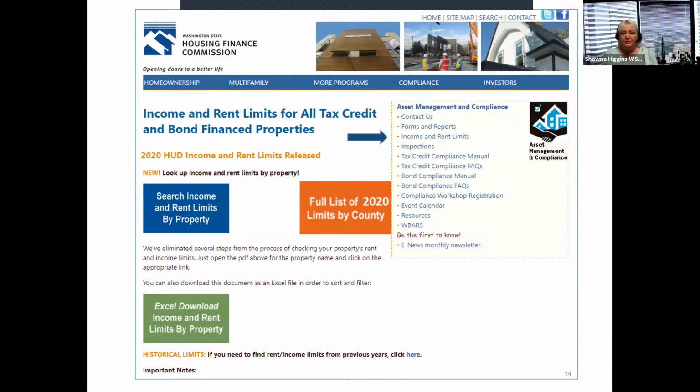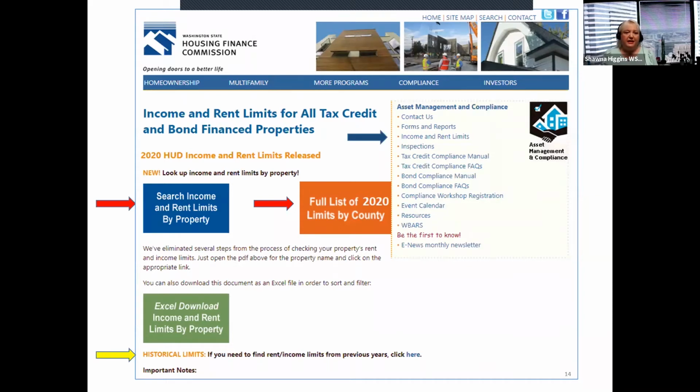Once you click on the income and rent limits, this is the page that would come up. Search income and rent limits by the property name. You can click on that box and it'll bring you to, we'll see in just a moment. And then you can click on the full list of the 2020 limits by county. And if you need historical limits, you can come here and click there, and anything prior to this year's you will find in that link.